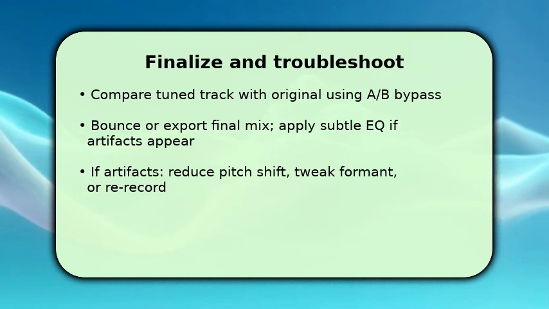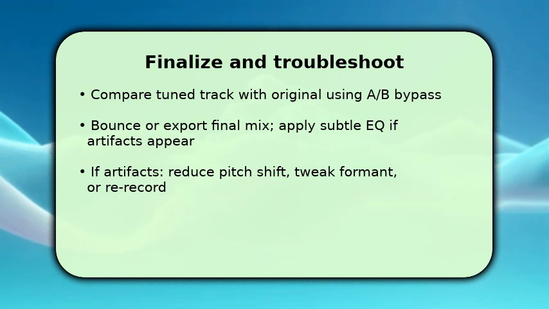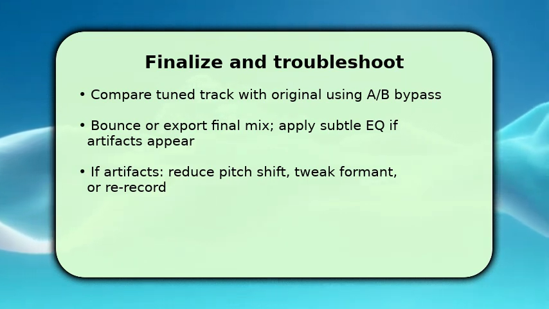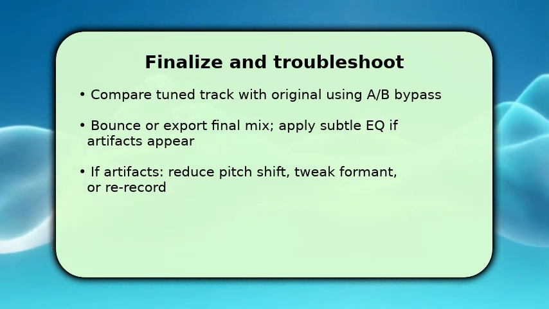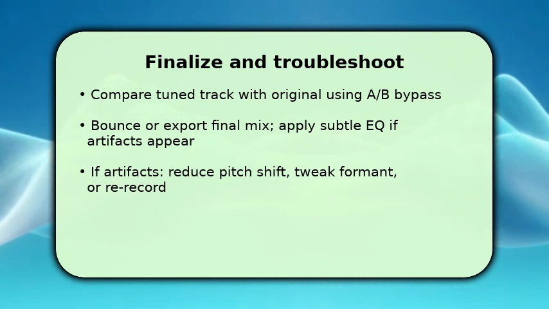If you notice artifacts like warbling or robotic tone, undo the biggest shifts and apply smaller, iterative adjustments. Reduce pitch shift magnitude, tweak formant settings, or re-record the part with a closer performance. If problems persist, check sample rate and latency settings. Fixing those often eliminates tuning artifacts.